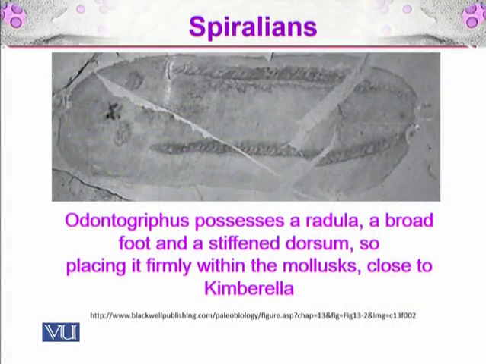And here there is another diagram showing the Odontogriphus, which possesses a radula. Odontogriphus is another original animal that is thought to be related to the ancestors of the mollusks. It has a broad foot and a stiffened dorsum, placing it firmly within the mollusks. So it is very much related to the mollusks, and it is even close to the Cambrella.